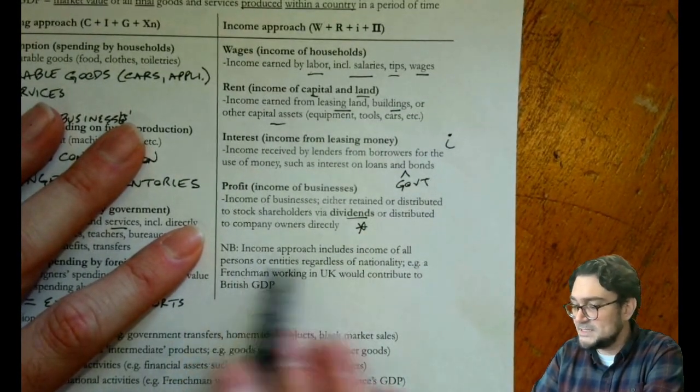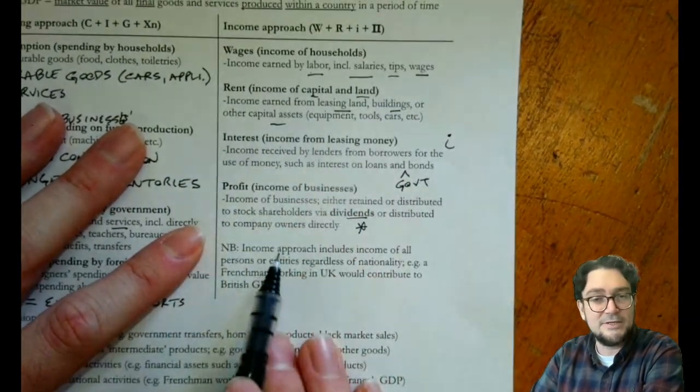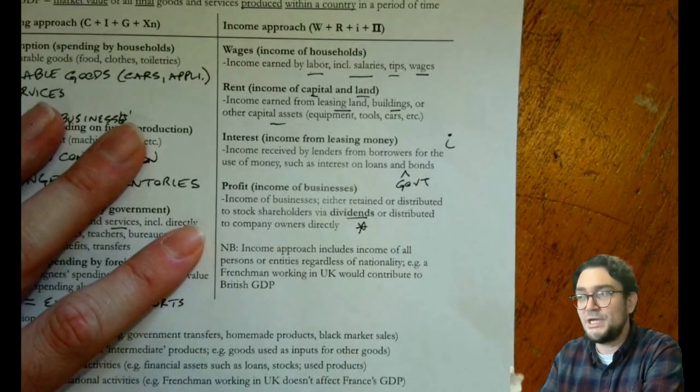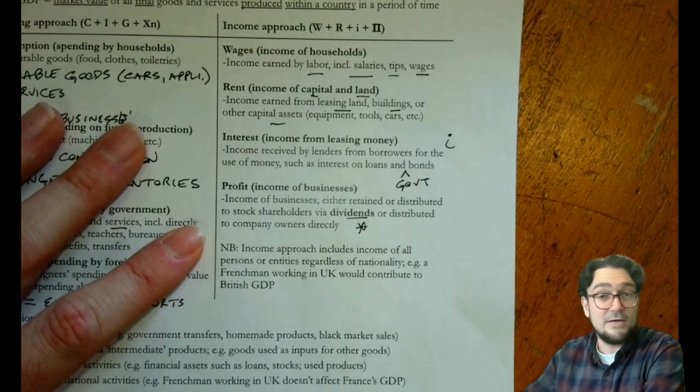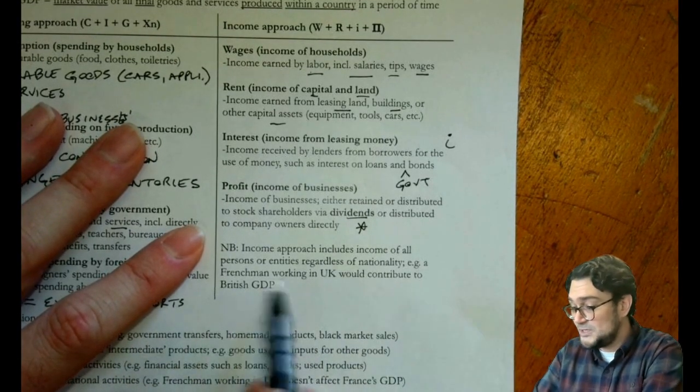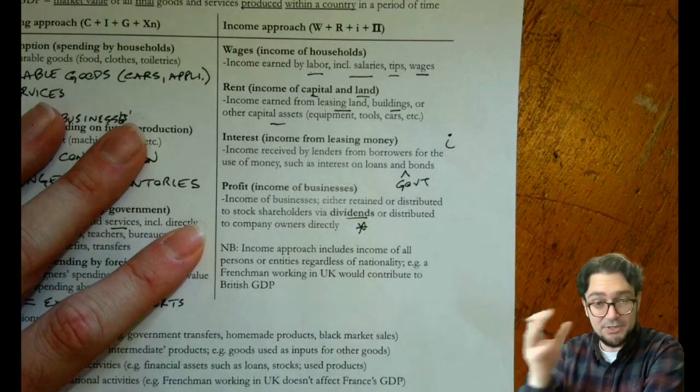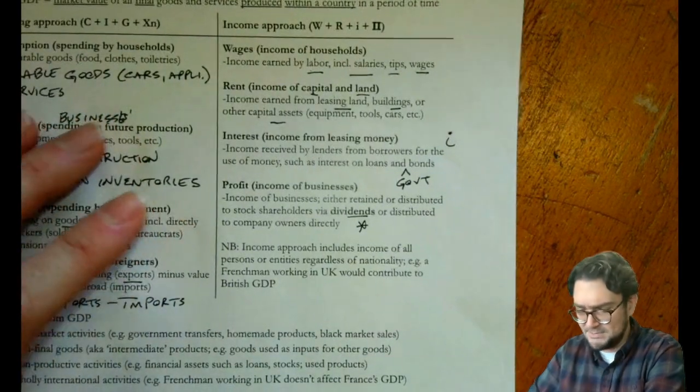And this is the last part, saying that the income really doesn't matter about the nationality. If a British person is working in, for example, France, it would count in France's GDP. If a French person was working in the UK, it would count in the British GDP. So the nationality doesn't matter.